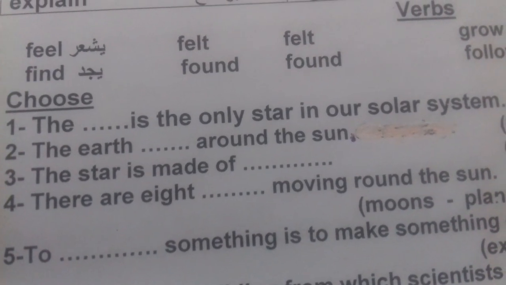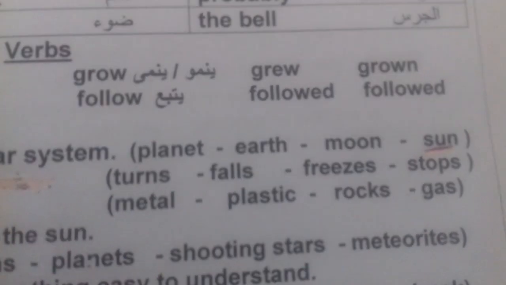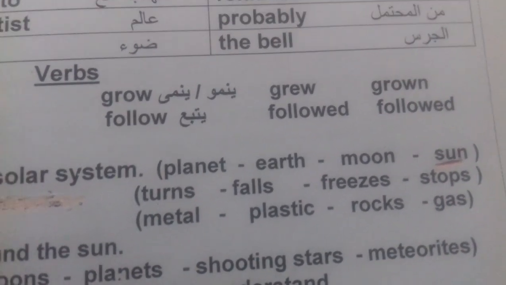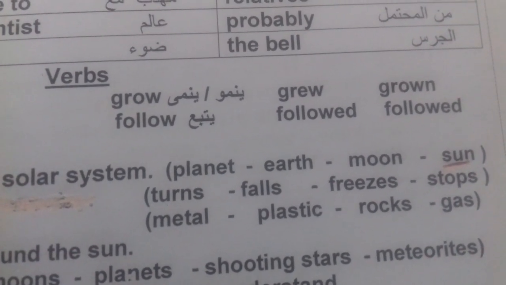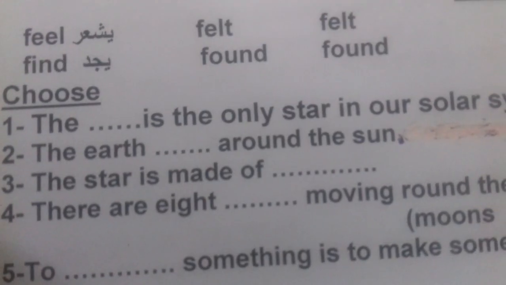Question number 2. The earth turns around the sun. الأرض بتعمل ايه حول الشمس؟ turns, folds, freezes, stops. Yes, that's right, turns يعني بتدور حوالين الشمس.